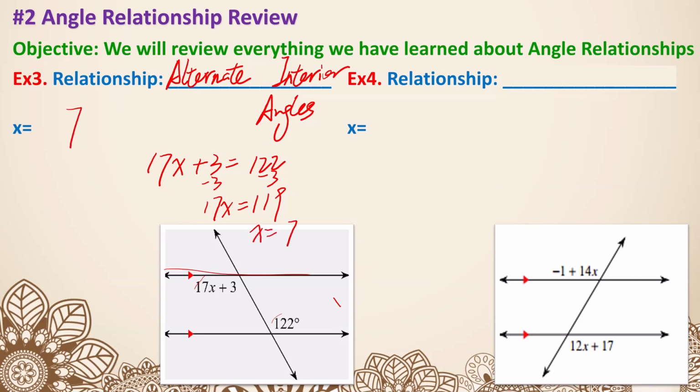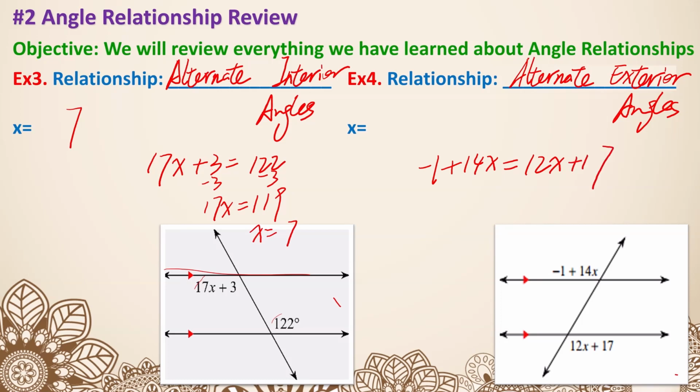Example 4. They're both outside the parallel lines. One is on the left, the other is on the right. So that would be alternate exterior angles. And they're also equal to each other. Negative 1 plus 14x equals 12x plus 17. Move the x to the left side. Move the number to the right side. So we got 2x equals 16. So x equals 8. That's example 4.